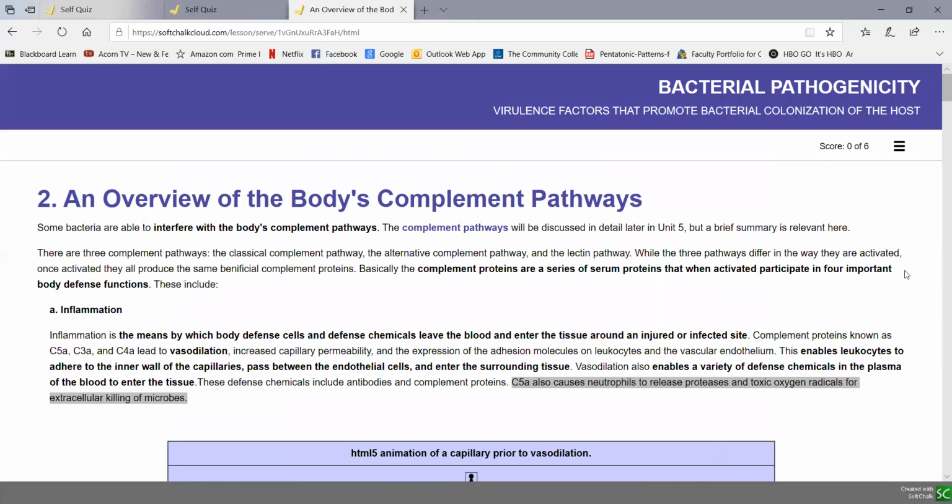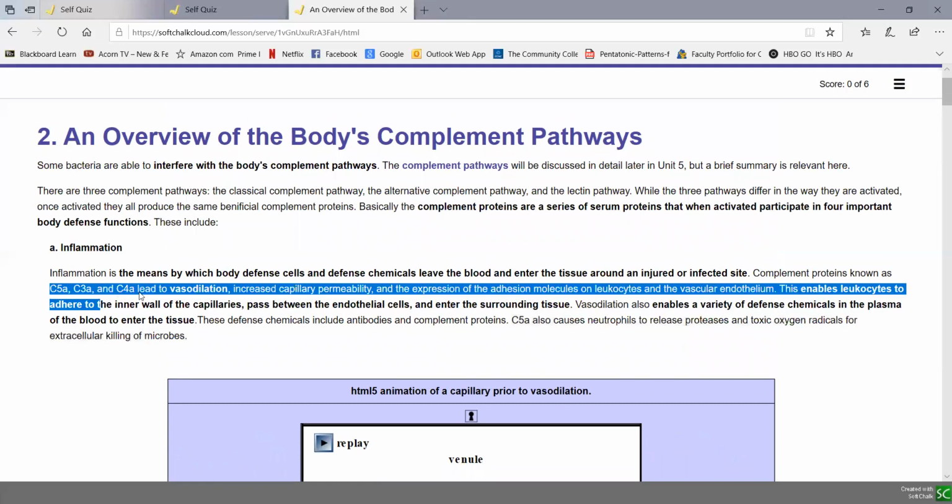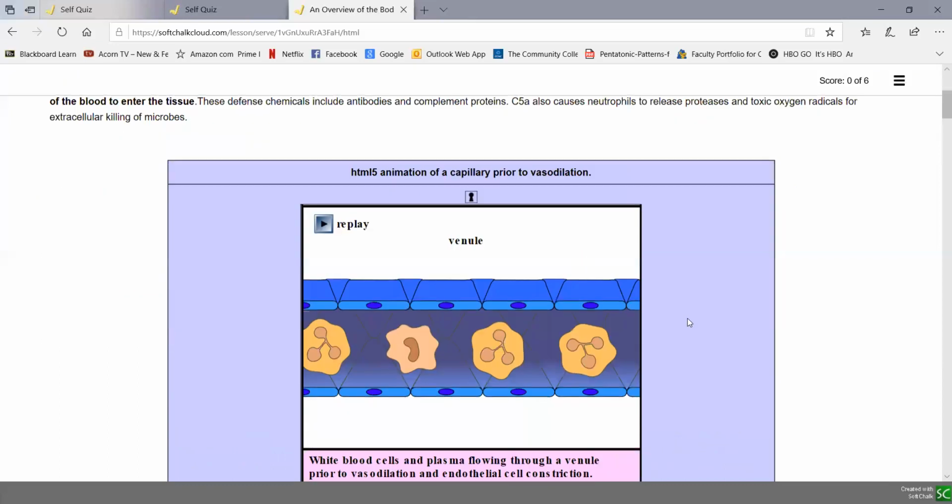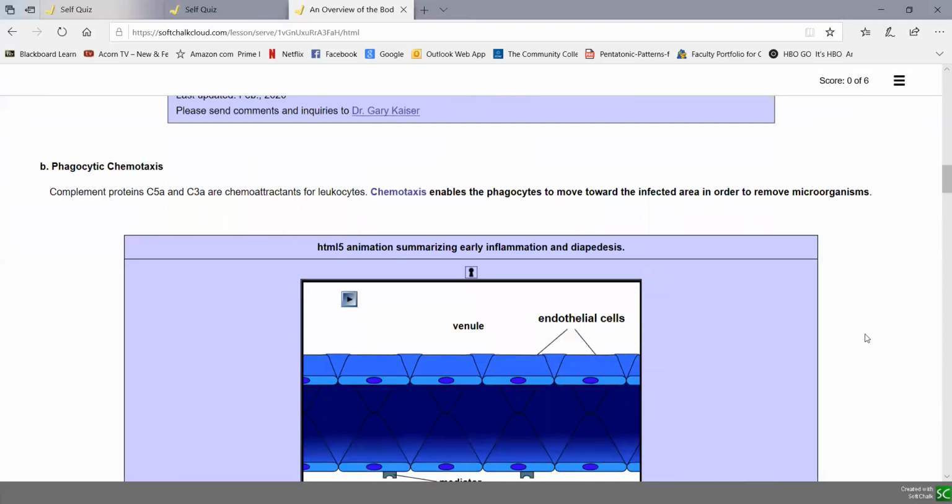So one of the benefits of the complement pathway, especially with C5a, C3a, C4a, is vasodilation and increased permeability of capillaries and venules to deliver defense cells and chemicals to the infected area. A second benefit of the complement pathway is chemotaxis of phagocytes. C5a and C3a are also chemoattractants for leukocytes. And so the phagocytes will move towards increasing concentration of chemoattractants, which are the complement proteins being generated at the infected site. And that's what allows the phagocytes then to crawl to the area of infection for the purpose of phagocytosis.